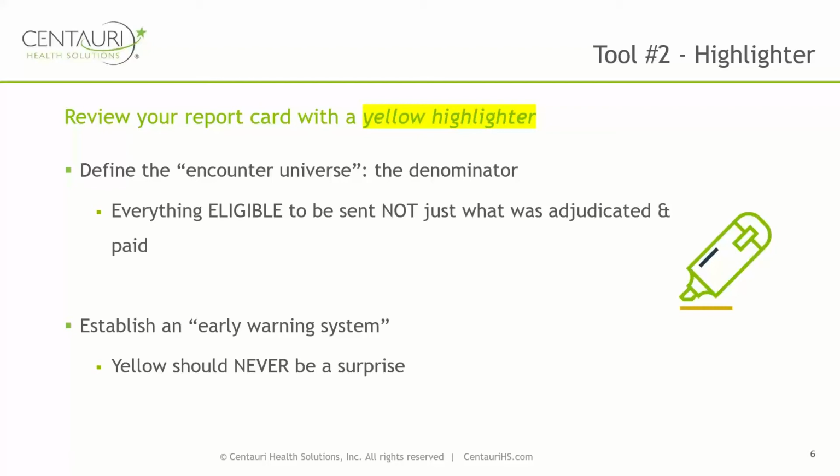I have two pieces of advice for plans not wanting to be identified as outliers. Clearly define the encounter universe and establish an early warning system. When we say encounter universe, I want to be sure it is understood that this is not simply what was paid or denied by the health plan.